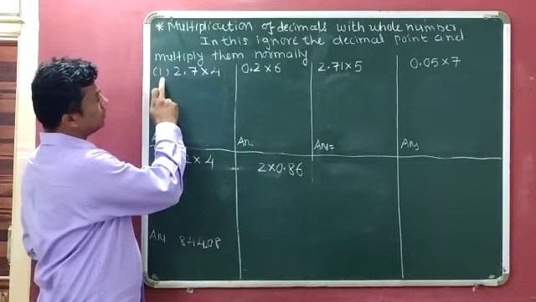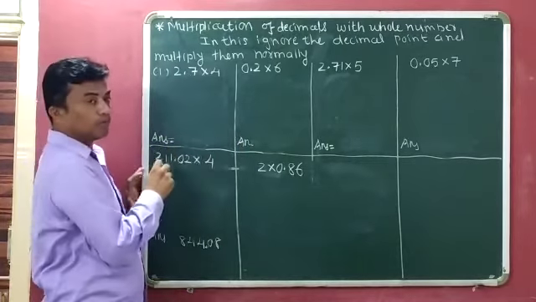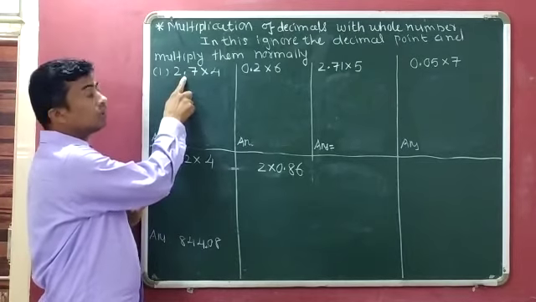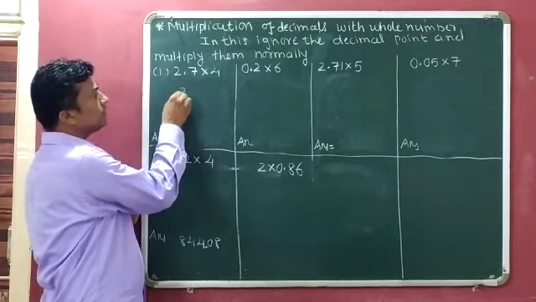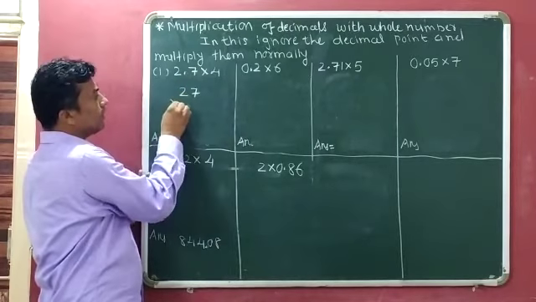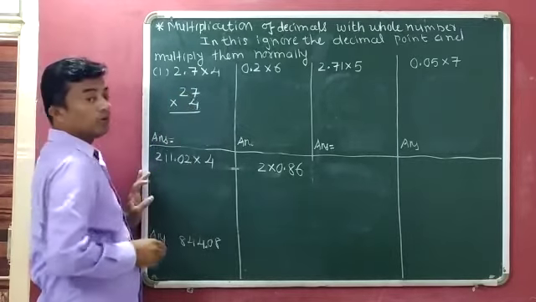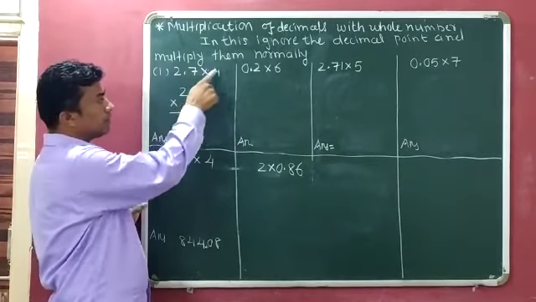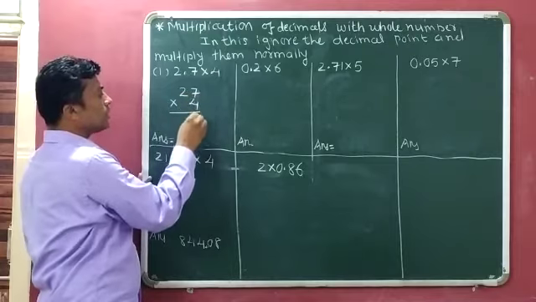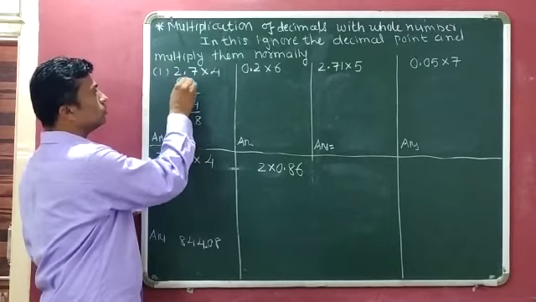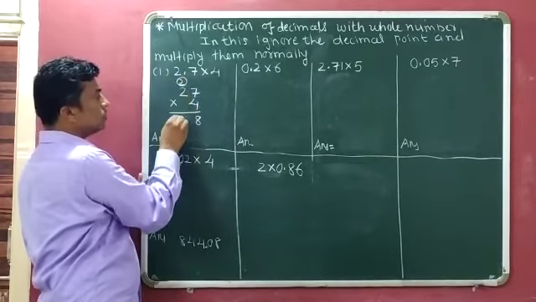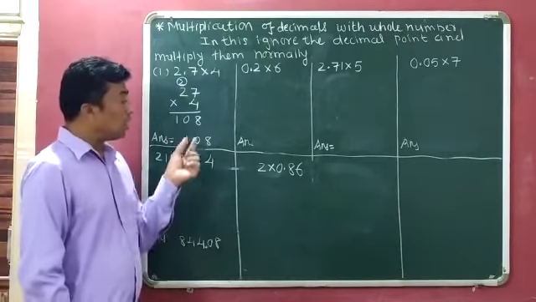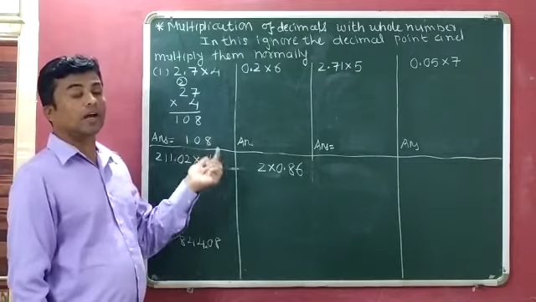First, 2.7 multiply 4. Here in 2.7 we can ignore the decimal point. So 27, and this multiply 4. Now 4 sevens are 28, carry 2. Now 4 twos are 8 plus 2, 10. So the answer is 108. Now see children, how will we write the decimal point in the answer?